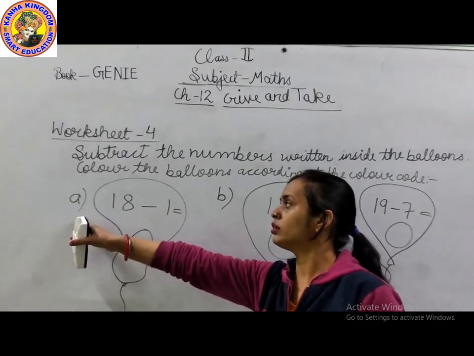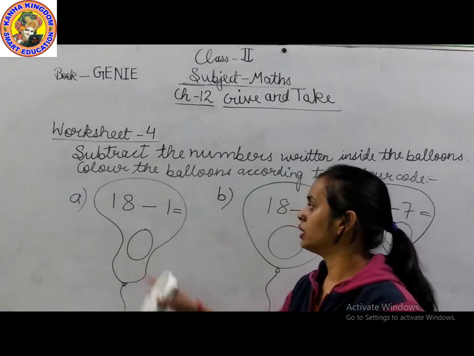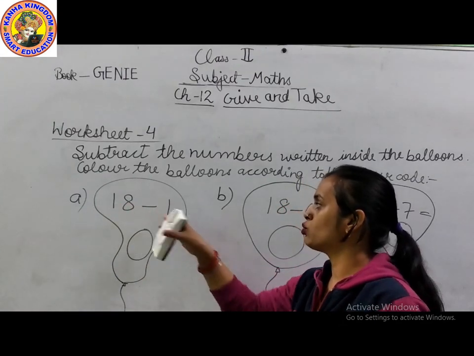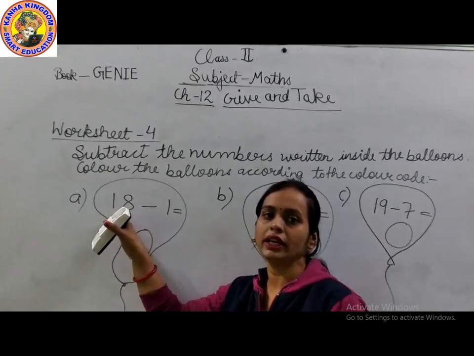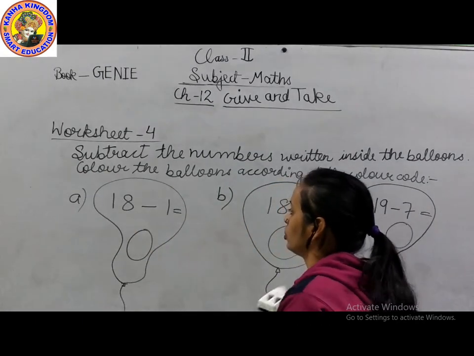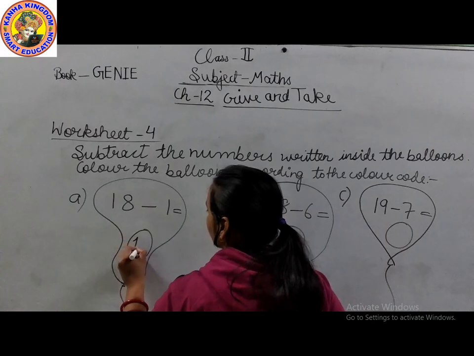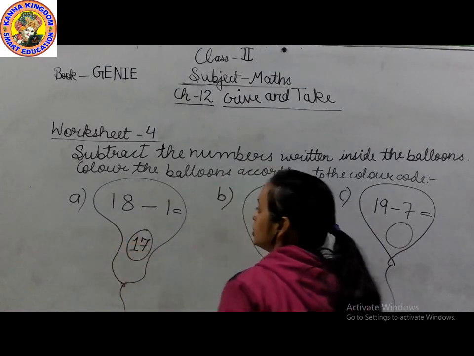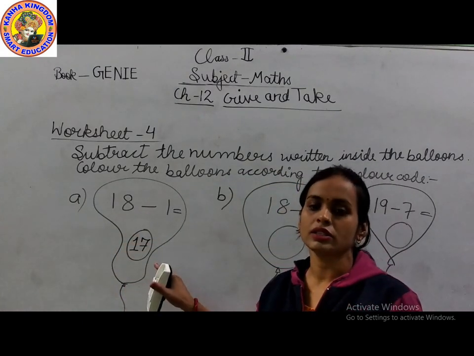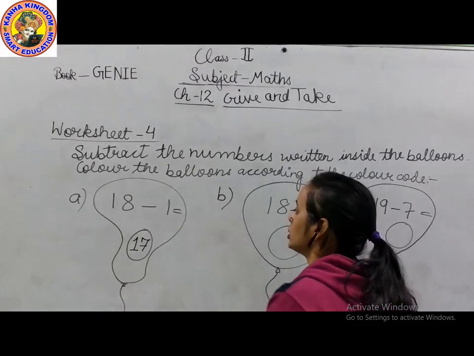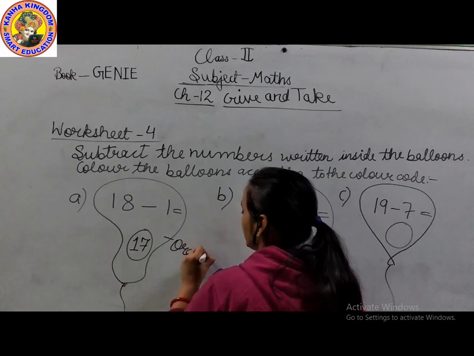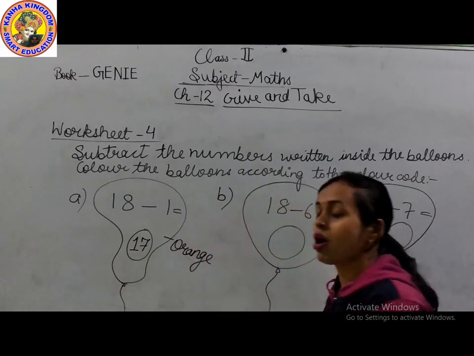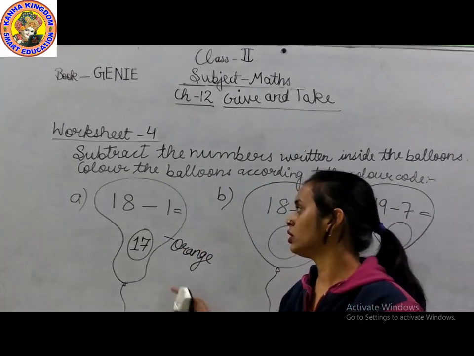So, our question number A, 18 minus 1. So, subtract 1 from 18 equals to 17. So, 17 color code is orange. So, fill orange color in this balloon.